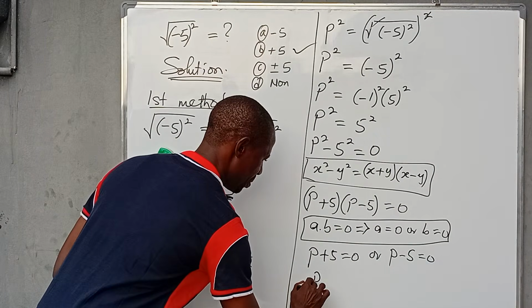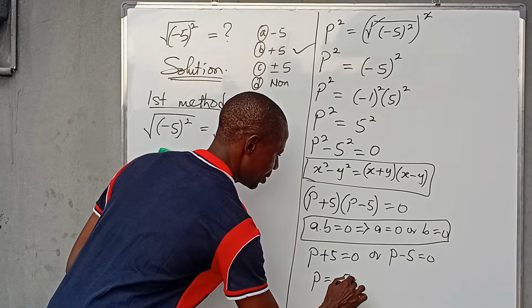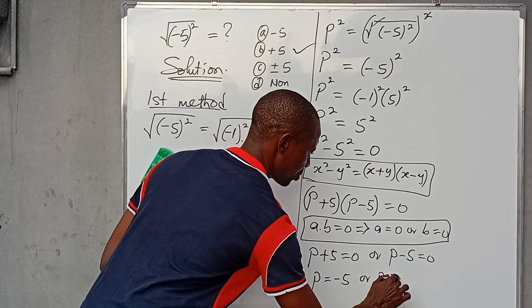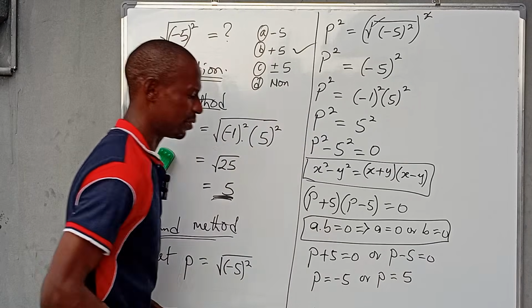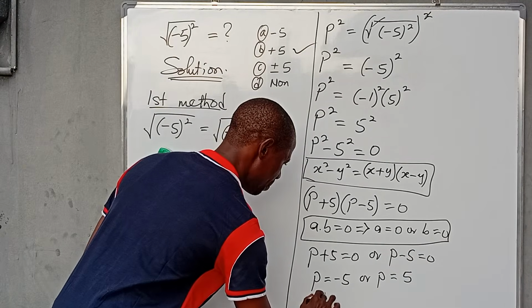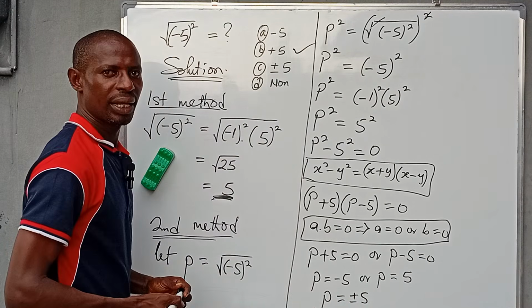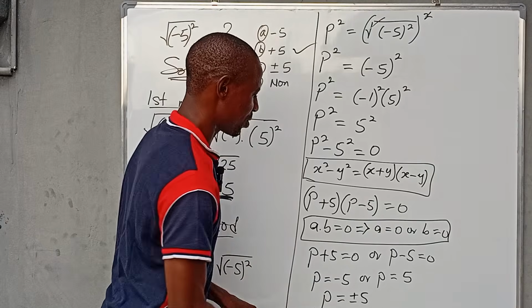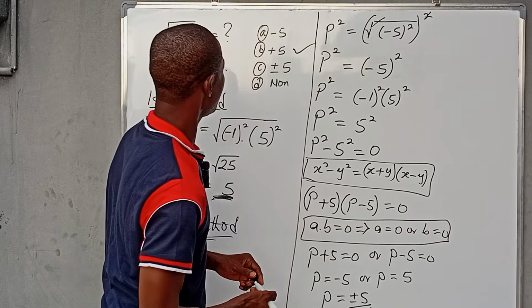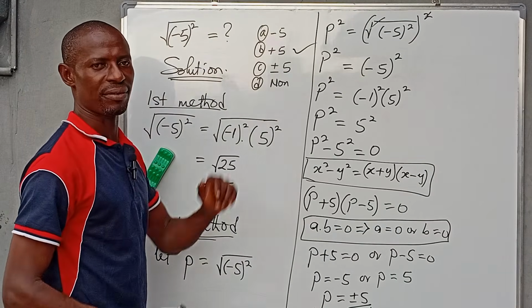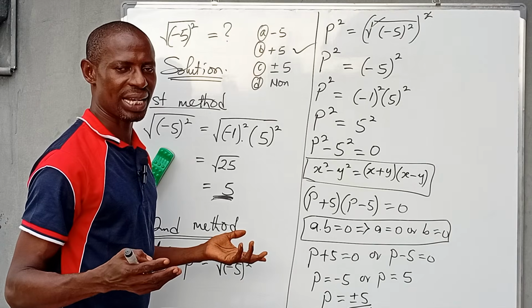So we are going to have here p is equal to minus 5 or p is equal to plus 5. And so here we now have p is equal to plus or minus 5. Now this p equal to plus or minus 5 corresponds to the option C we have here. But is that the correct answer?